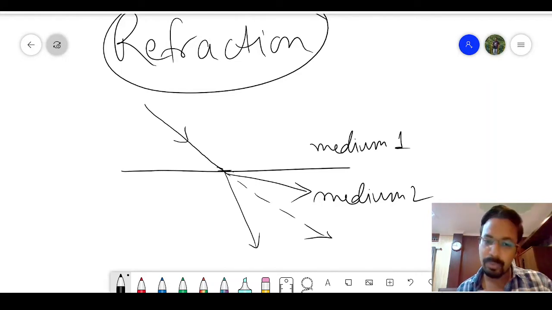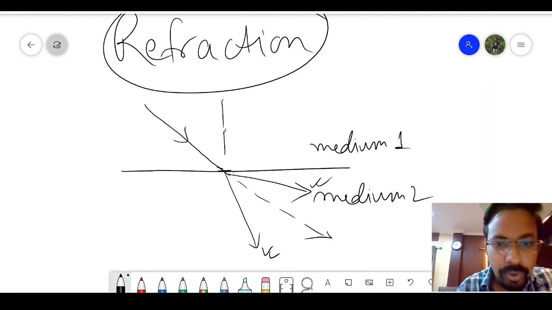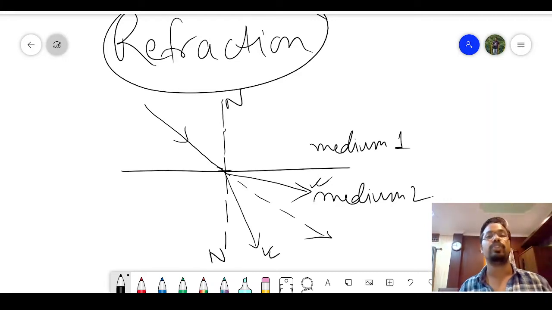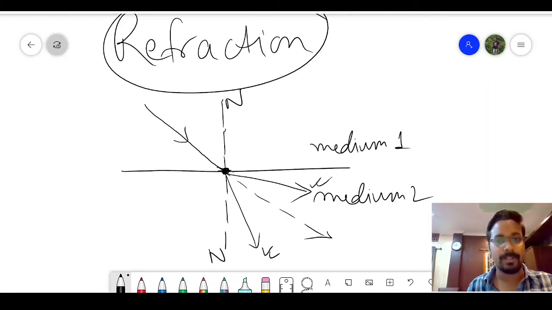Now what will happen, we will see. Either it will go in this direction or it will move away from the normal. So here if we draw a perpendicular, this perpendicular we write as N, meaning normal. Normal means the perpendicular at the point of incidence. Wherever the incident ray hits, at this point if we draw a perpendicular, it is called the normal. Why have we drawn this diagram? In order to understand the two laws of refraction. The first one is similar to reflection, the second one is different.